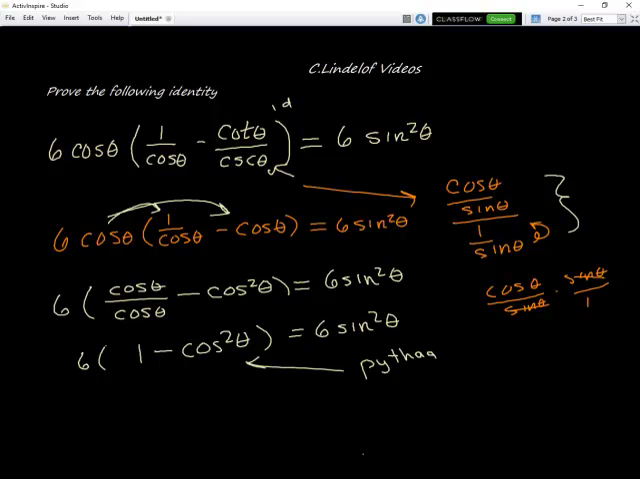So we have 6, right? 1 minus cosine squared theta is sine squared theta, times sine squared theta, equals 6 sine squared theta.